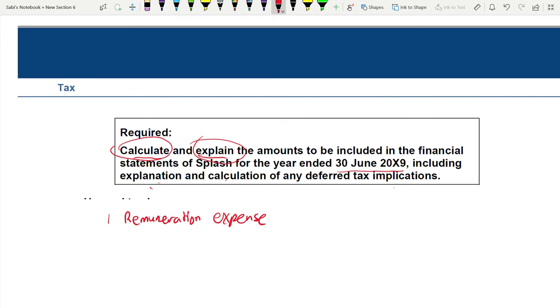This is your first point that you have to calculate. And meanwhile, you can explain also. Explanation part, I'm leaving it to you. I will be explaining, but the points you have to write in your own sentences. I'm not writing the answer here.